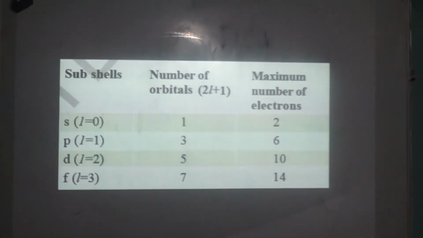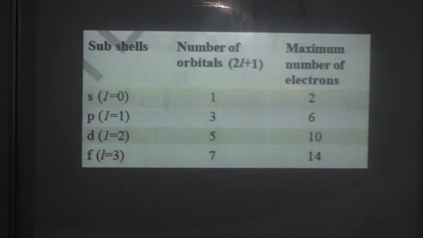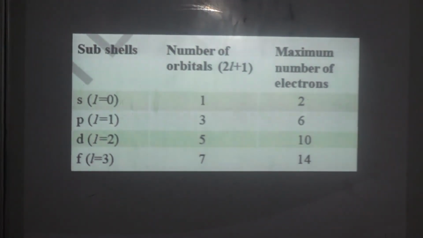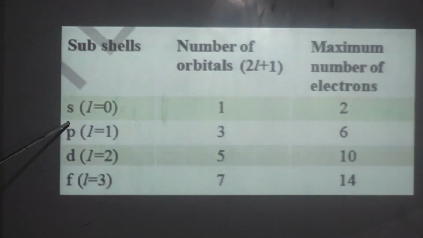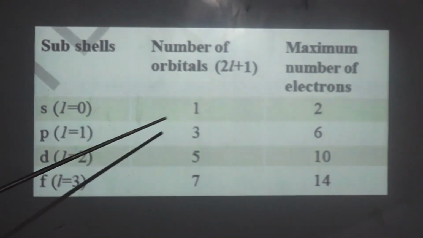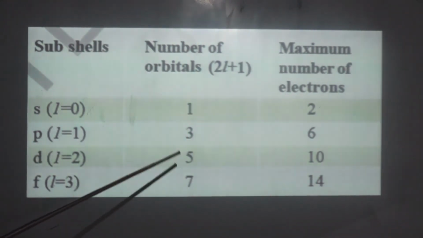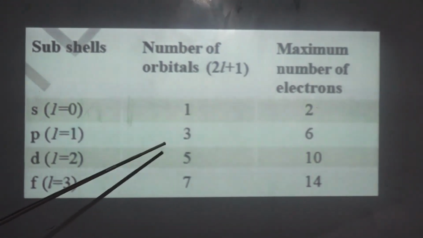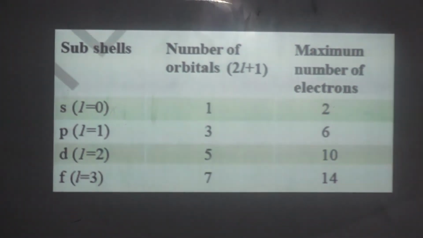Now, while writing the electronic configuration, we have to understand the number of electrons to be accommodated in each and every orbital. For example, consider the s orbital, l is equal to 0. The s orbital has no degenerate orbitals, so you can accommodate only 2 electrons. For the p orbital, l is equal to 1, you have 3 degenerate orbitals, px, py and pz. So 3 into 2, 6 electrons can be accommodated in the p orbital.